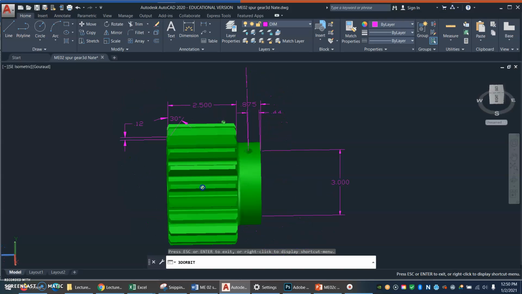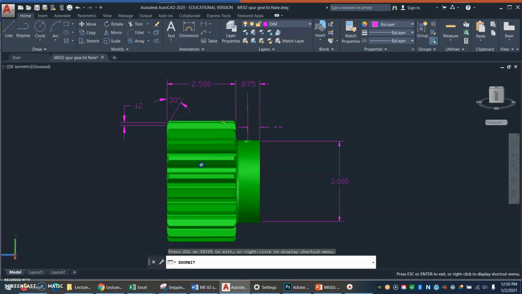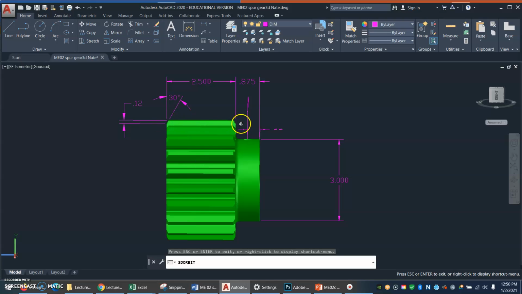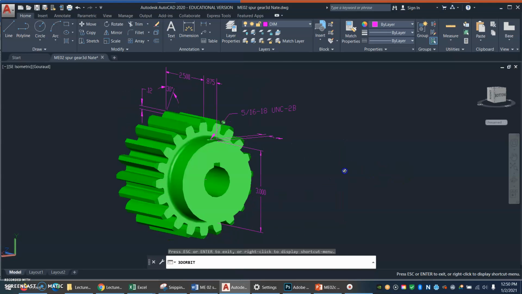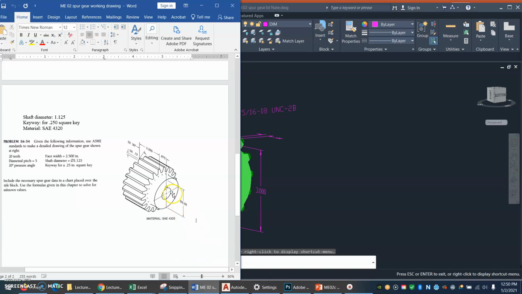Let me rotate this gear around. See those chamfers on each side of the gear teeth? What he did not do that you should do is he did not say 2 times. So this should be 2 times 30 degrees, and this should be 2 times 120 thousandths. And for your hub diameter, of course, you'll want a diameter symbol. He also did not dimension the shaft diameter, that hole in the middle, and you will need to do that in your dimension drawing. Our book tells us that the shaft diameter is 1 1/8, so put that diameter in there.